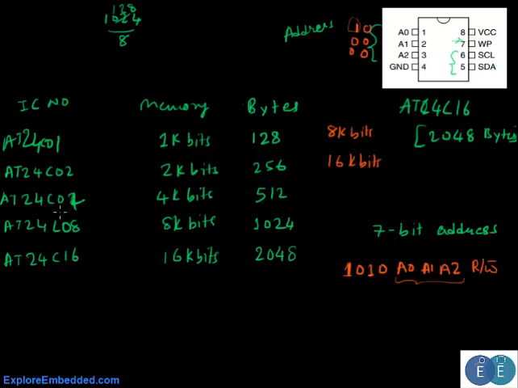Similarly, for the next IC, instead of using the 3 address bits, this will be divided into pages, and we will have only A0 and A1. So instead of A2 we will have the page 0. Now what that means is, you can connect only 4 such ICs, and 4 into 4K makes 16 kilobits.